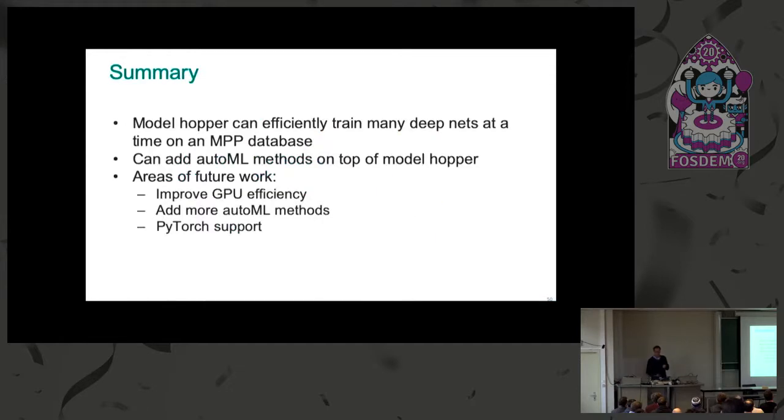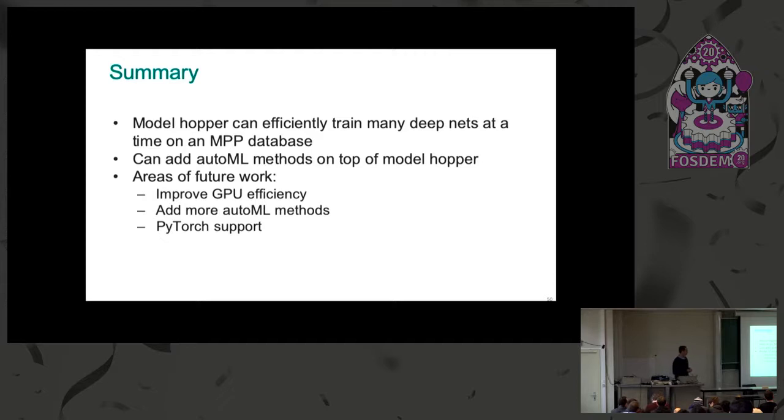So to wrap up, Model Hopper is an interesting approach for doing distributed training of deep nets. You can implement it in a massively parallel processing database like Greenplum. It works pretty well. It scales very well. You can add automated machine learning methods on top of that so that you'd have to do less work yourself in terms of selecting good models.